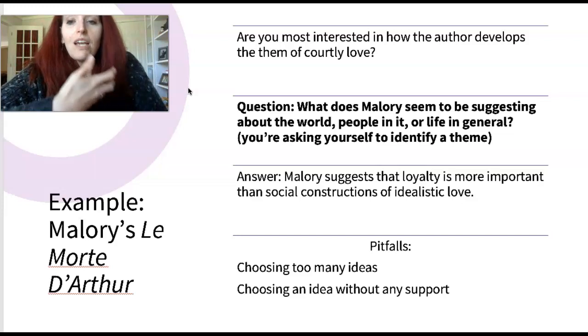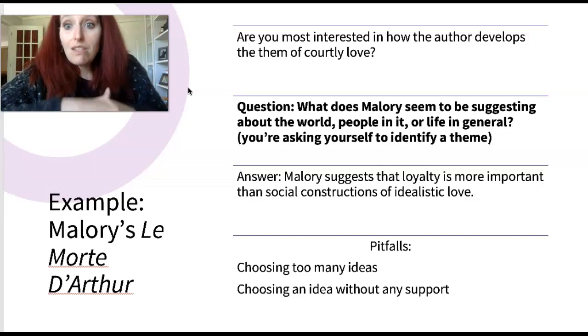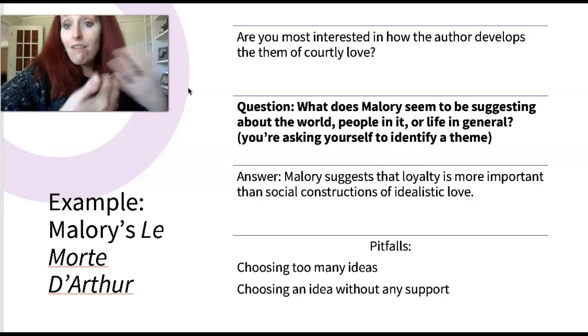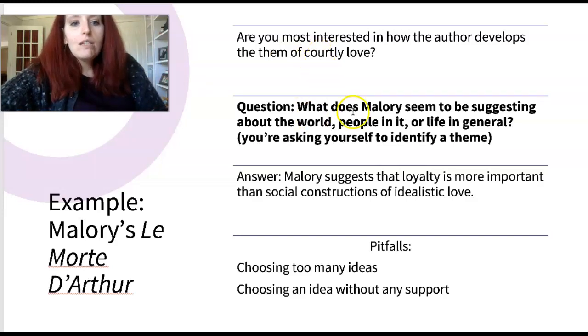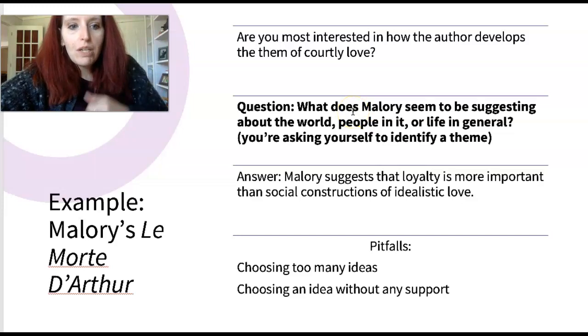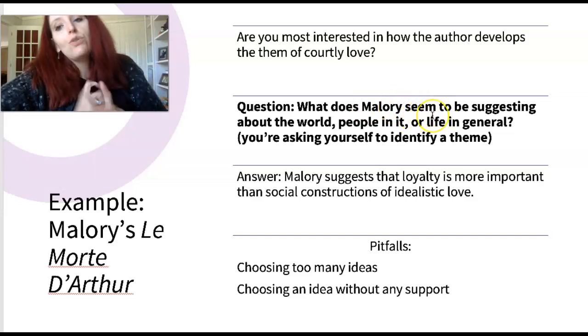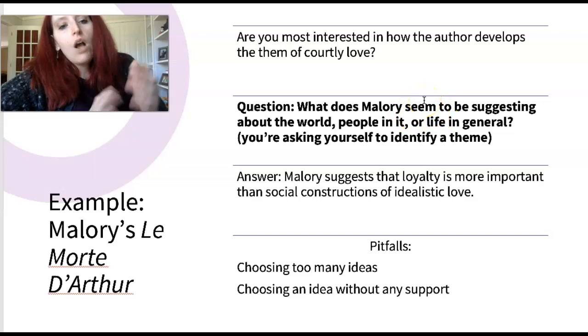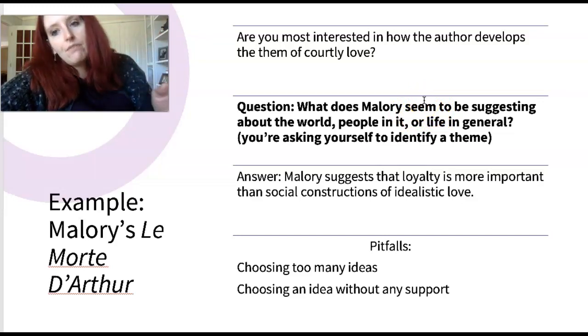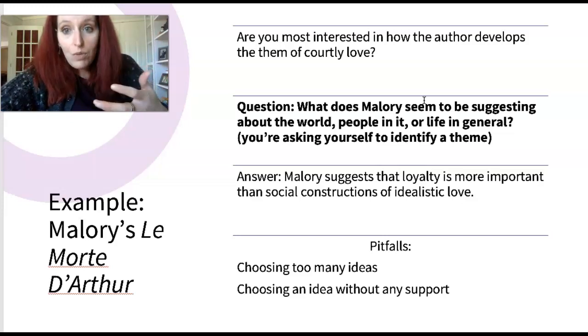So I'm looking at how the author develops this theme of courtly love. So I have a question. What does Malory seem to be suggesting about the world, people in it, or life in general? In this question, regardless if it's Malory or anybody else, this is the question you want to start with. What does the author seem to be suggesting about the world, people in it, or life in general? Because that's going to help you come up with and identify a theme.